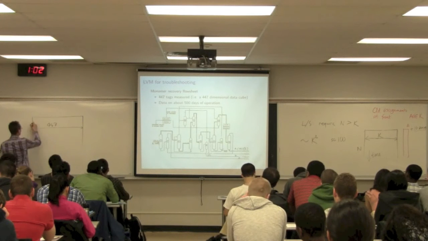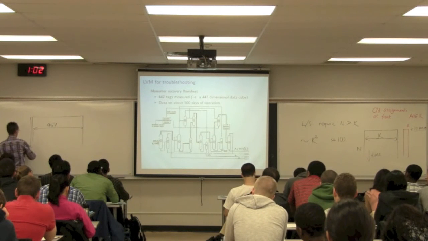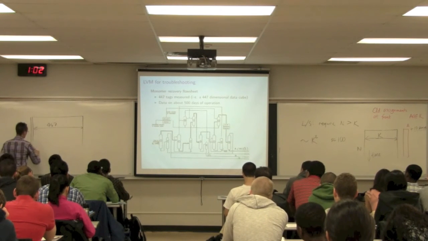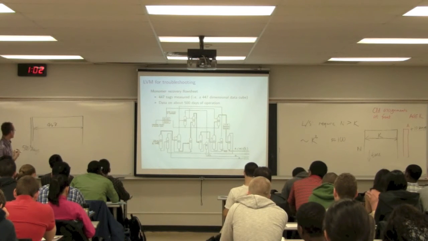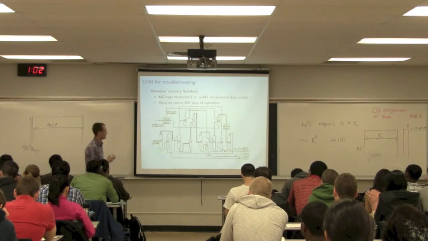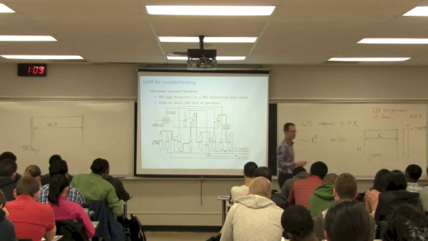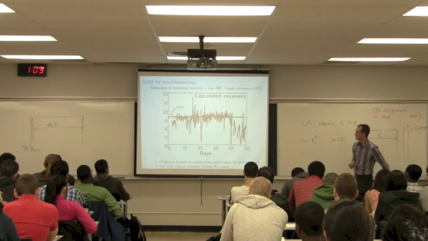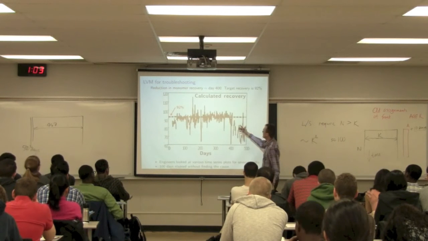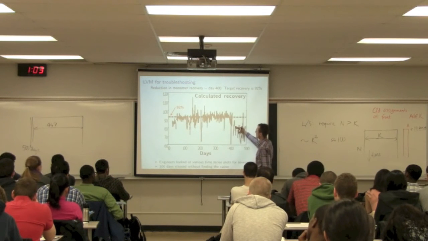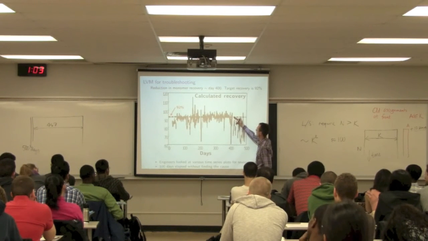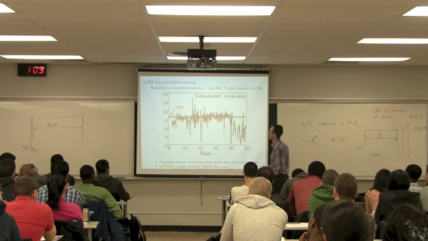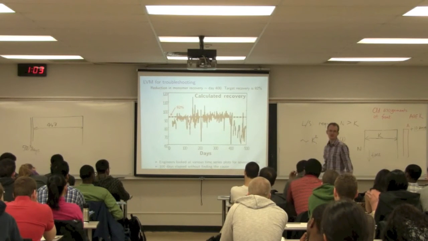So 447 columns, and they had data from about 500 days, so they had one row per day. Every row in that data set represented the average operation for that day on those 447 variables. Around day 400 in the data set, their recovery of monomer starts to drop off. From the typical 92% that they can normally recover, they're down now to about 78%, and everyone's freaking out.